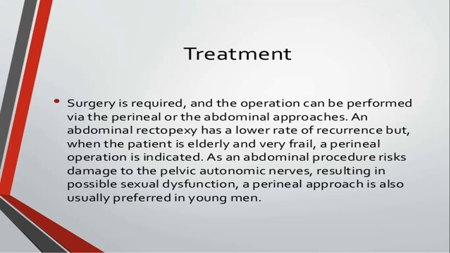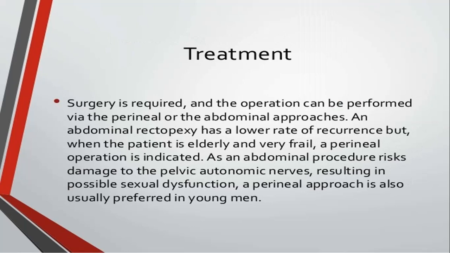With an abdominal procedure, there is damage to the pelvic autonomic nerves, resulting in possible sexual dysfunction. The perineal approach is also used for young men. So the treatment is basically either abdominal or perineal. Abdominal rectopexy has a lower recurrence rate and is very useful, but in elderly and frail patients we can go for the perineal approach. Abdominal procedures have a lot of chance of damaging the pelvic autonomic nerves, causing sexual dysfunction, impotence, and urinary and fecal incontinence. That's why the perineal approach is usually preferred in young patients.